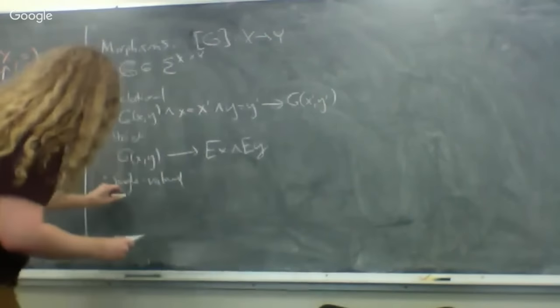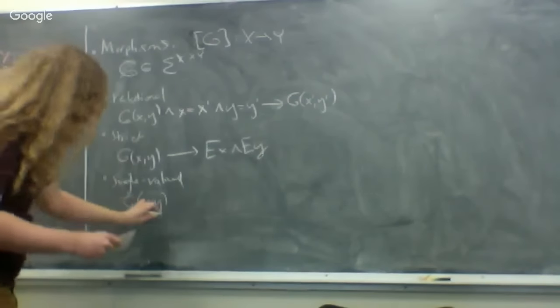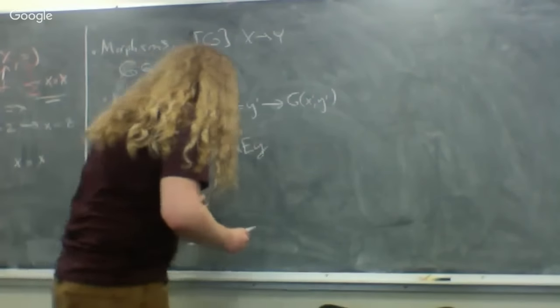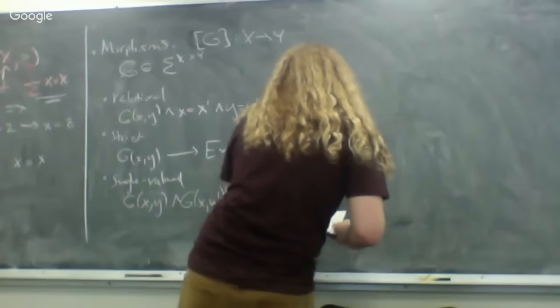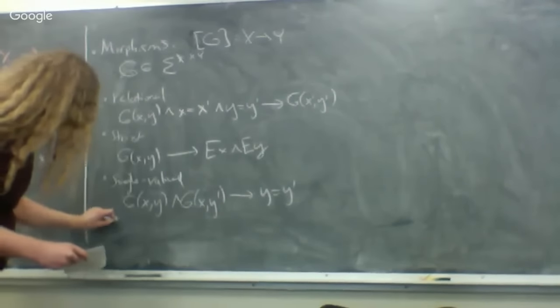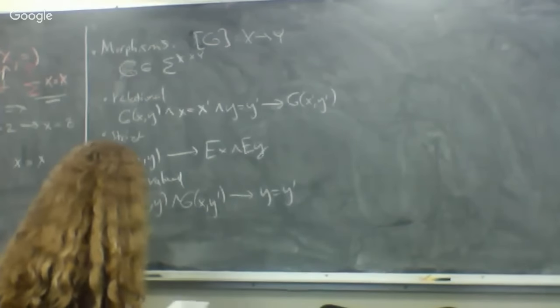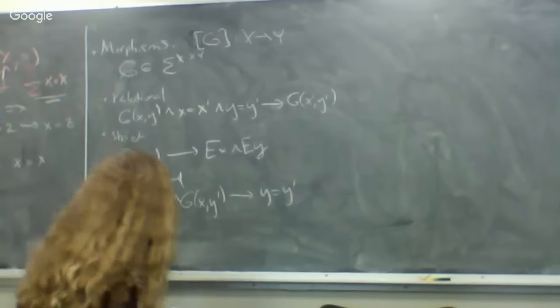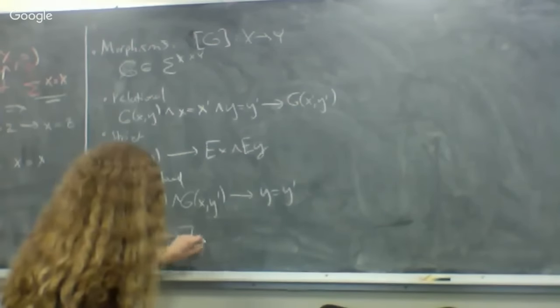and single valued. So now we're just getting into functional relation territory. Well, we always were. So if g gives you y and g gives you y prime, then y should be equal to y prime. And finally, total. So if x, then there exists y such that g.